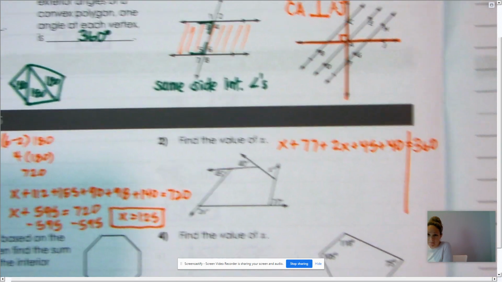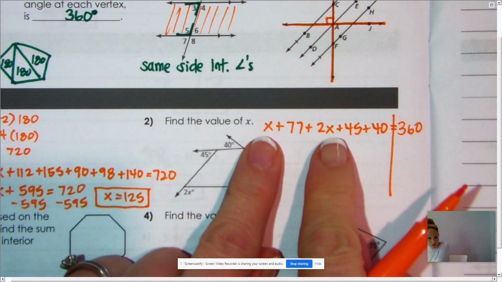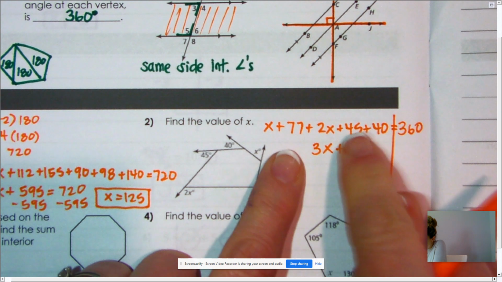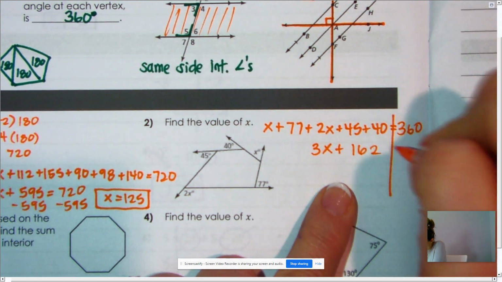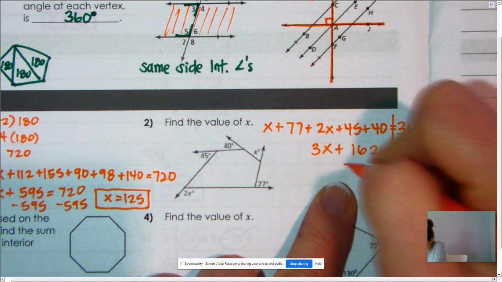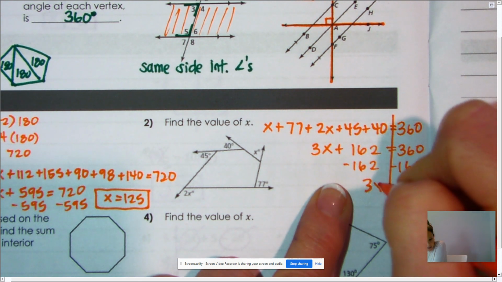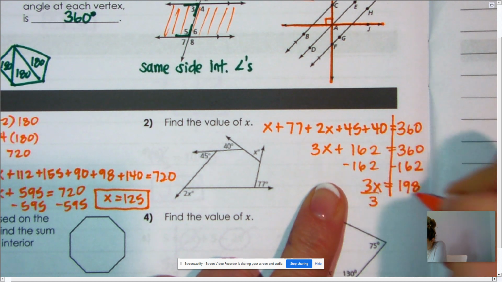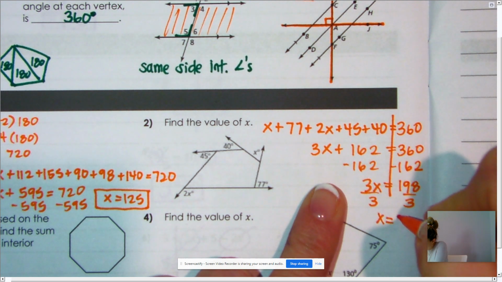Sorry about that. And then we're going to combine like terms. So x and 2x makes 3x. These ones add up to make 162. And that's equal to 360. So we're going to subtract the 162 on both sides. So we get 3x is equal to 198. And divide by 3 on both sides. So we get x is equal to 66.